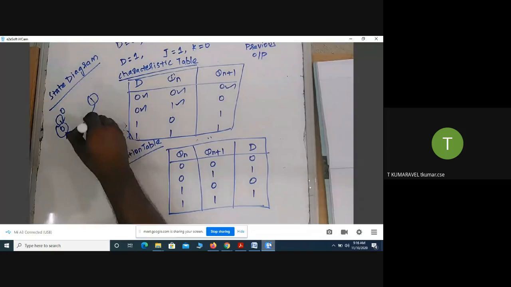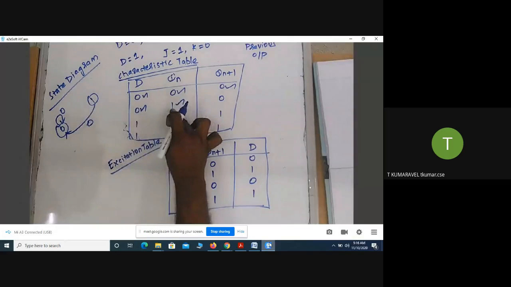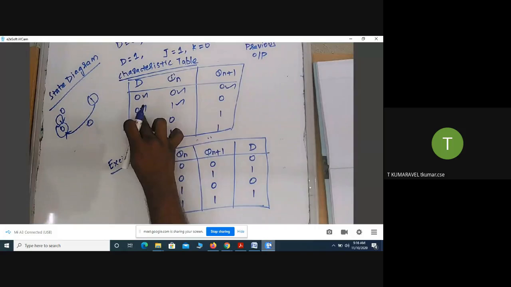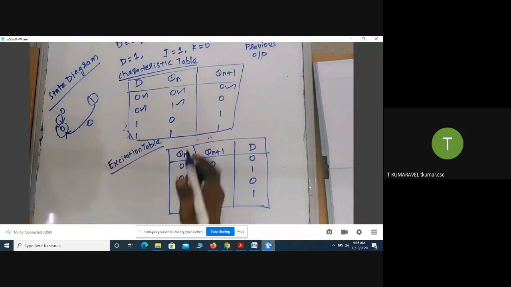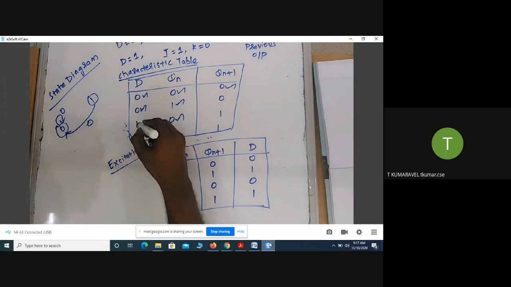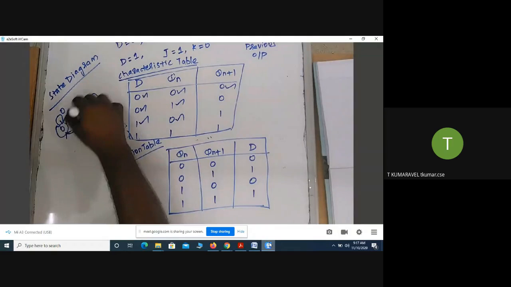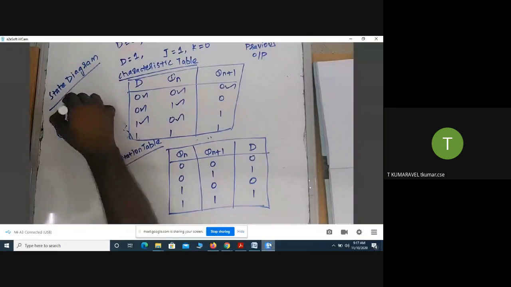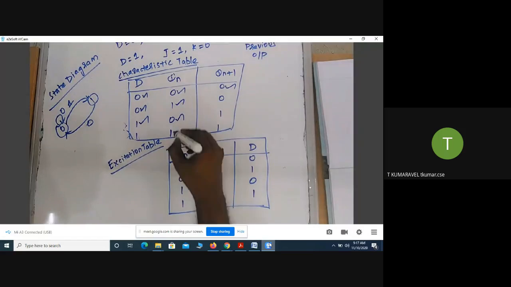My input is also 0. I am there in state 1, and I accept the input value 0. Whenever I accept the input value 0, the state changes from 1 to 0. Next, I am there in the 0 state, and in this 0 state I accept the input 1. Whenever I accept the input 1, the state changes from 0 to 1.